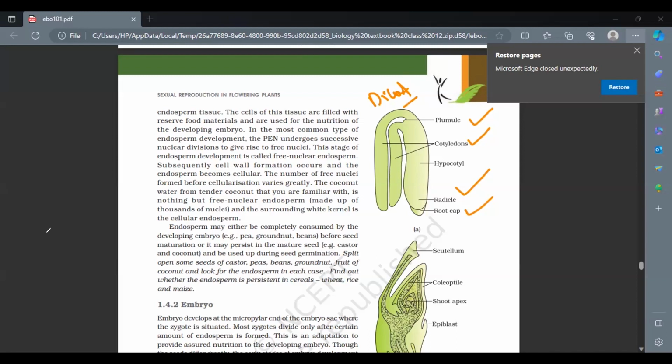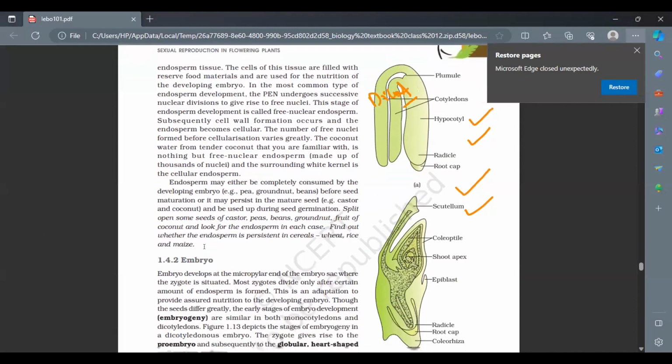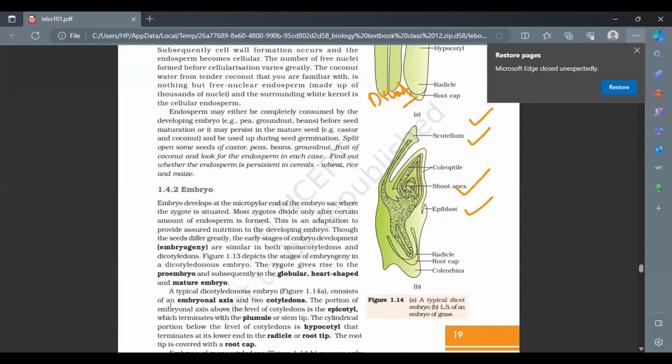When we come to the second part, again this is an important structure. It is every now and then asked in examinations. Make sure you are practicing the structure very nicely. Okay, this is the structure of a monocot one. In case of a monocot, it is slightly different. There is a structure called coleoptile, right? If you now look very carefully at the structure, you will find.